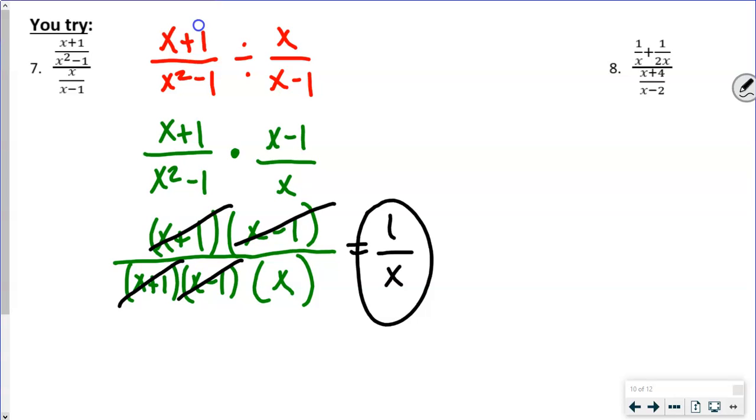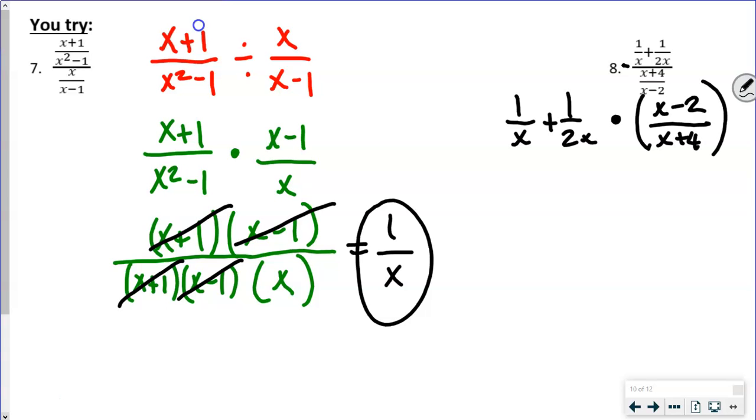Now, here we go again. Now, this one's a little complicated, y'all. So we're going to talk about it a little more. So I got 1 over x plus 1 over 2x. Again, we're going to keep the top term. We're going to change it to multiplication. And now we're going to flip it, right? So it's going to be x minus 2 over x plus 4. So we kept the top, we changed it to multiplication, and we flipped the bottom.